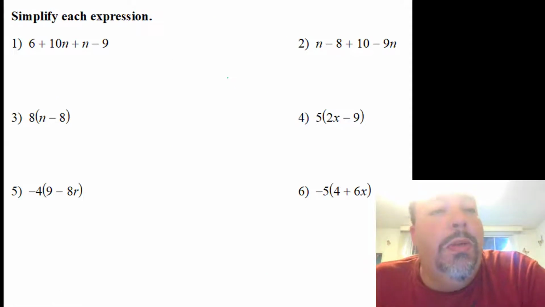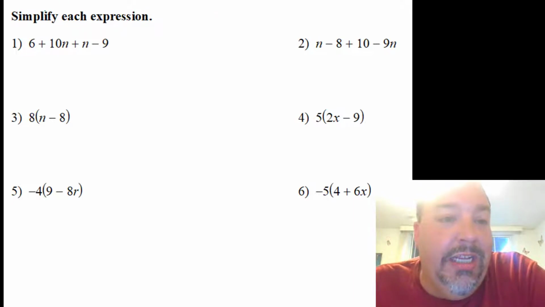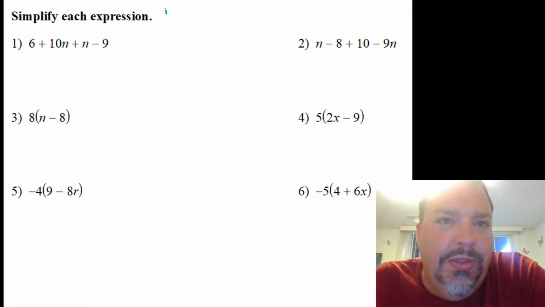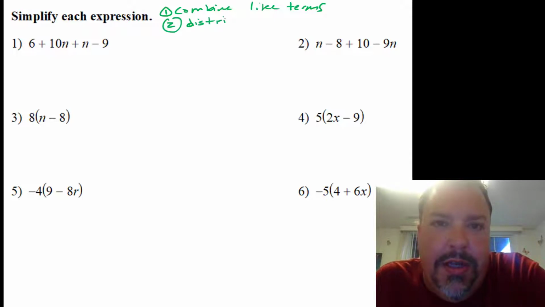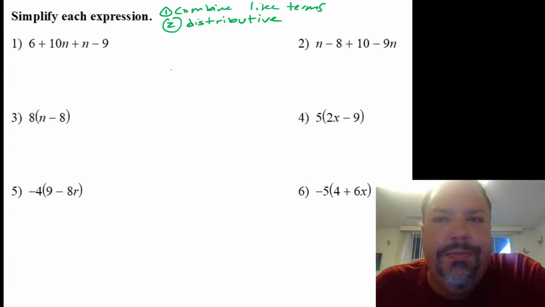All right, so when we're simplifying expressions, it means that we are probably going to get a new expression that looks a little bit more condensed than these. We have 2 tools, so we're going to combine like terms, and we are going to distribute. And sometimes you might have to do these things more than once. So those are our 2 tools that we have for simplifying expressions.